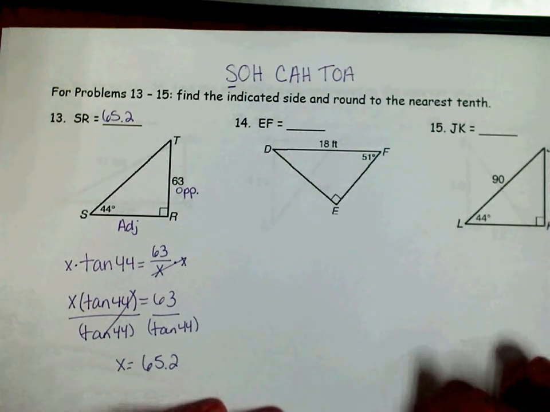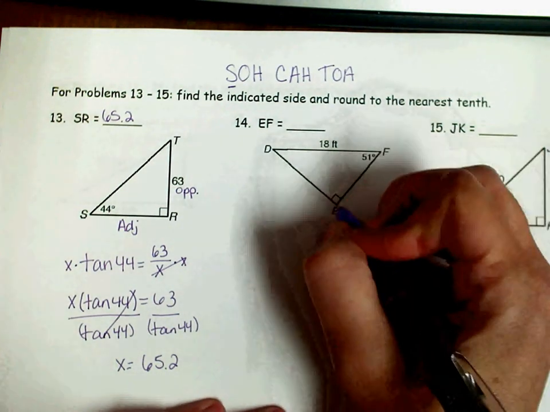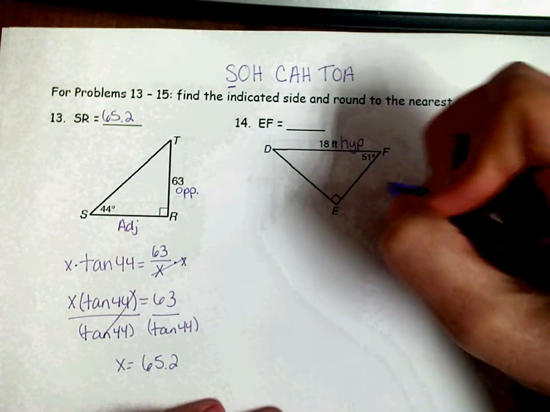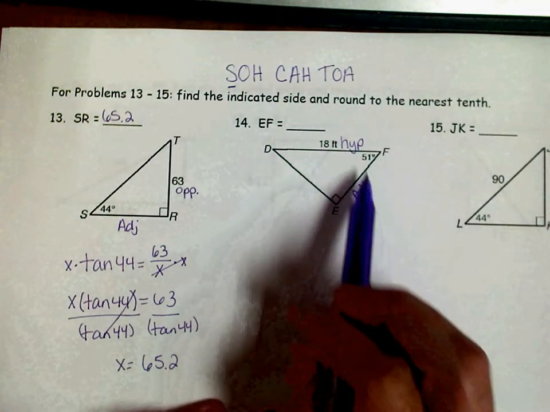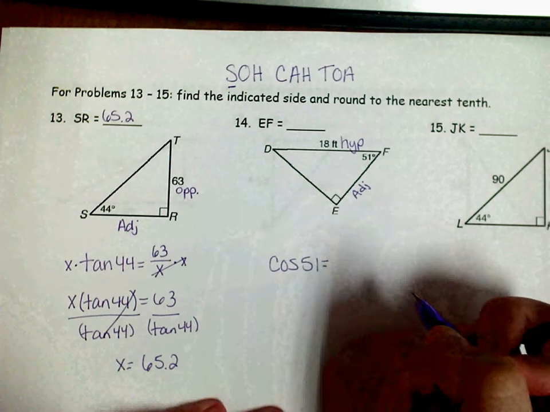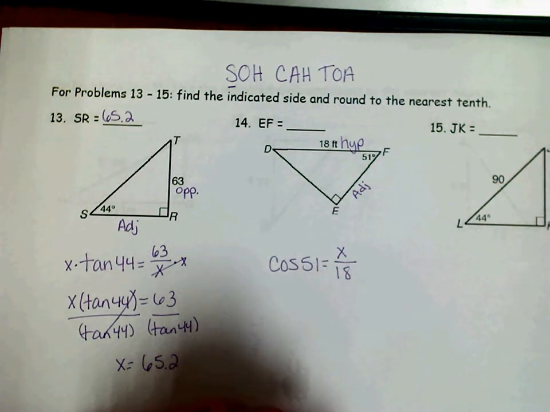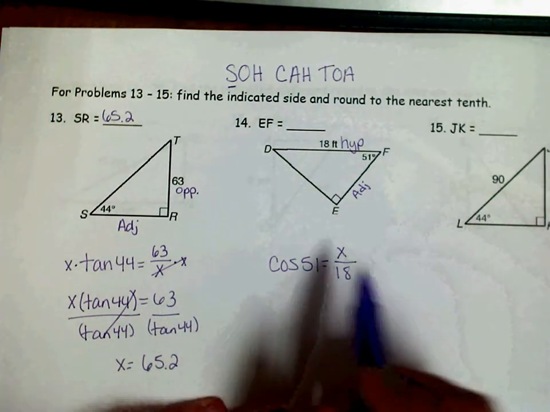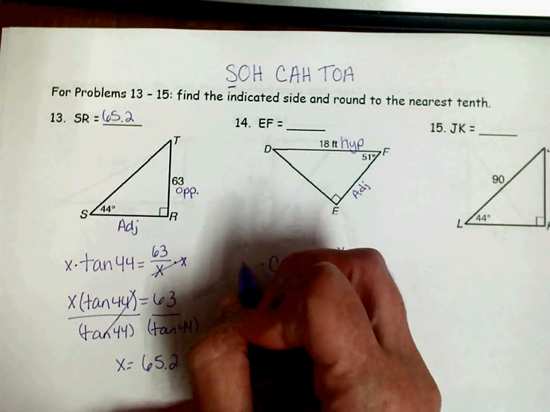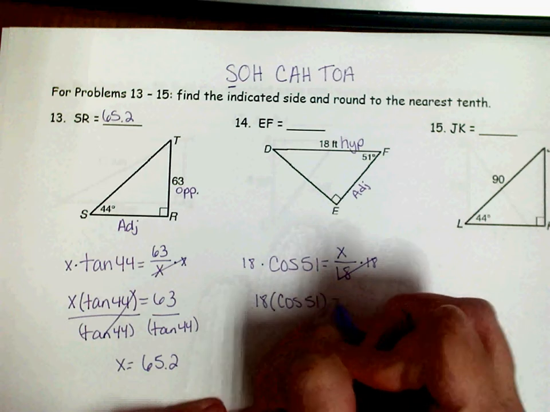All right, number 14. Your reference angle is F. The side that you're given is across from the 90-degree angle, so that's the hypotenuse. And the side that you're trying to find is EF, which is the adjacent. So adjacent and hypotenuse is cosine. So the cosine of the angle is equal to adjacent, which is x, over 18, the hypotenuse. Again, if you go by that shortcut, x is in the numerator, so you're going to multiply these. Or you can go through and multiply by the denominator. So this is 18 times the cosine of 51, which will give you x.